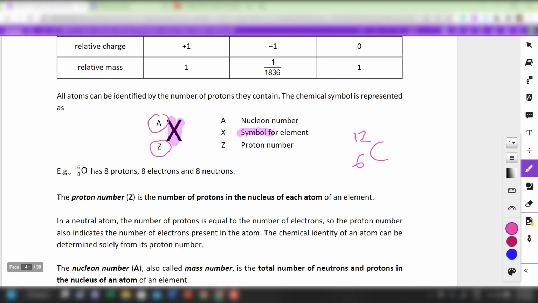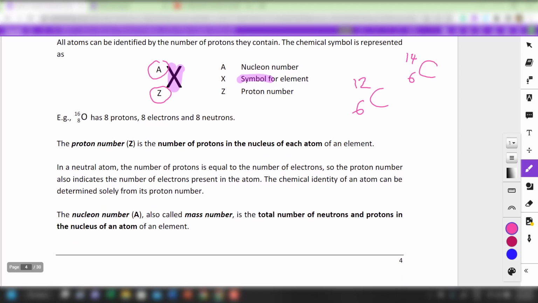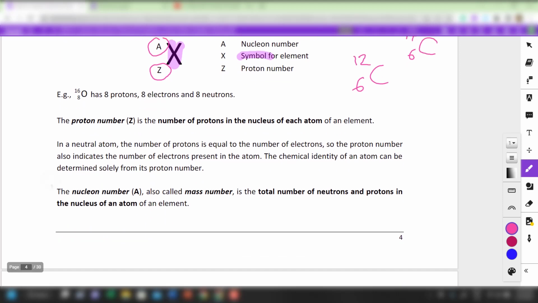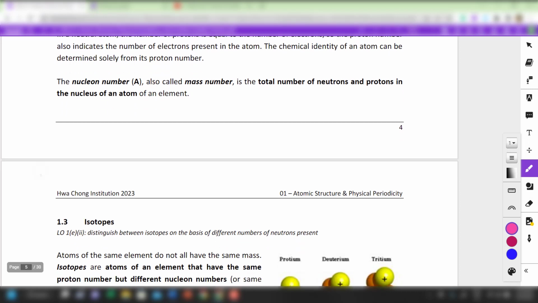Yeah, so based on this, if we take the difference between the nucleon number and the proton number, you will get the number of neutrons. Those of us who studied history know about carbon-14 dating, right? So based on this, you will be able to find out the number of neutrons in carbon-14, so that will be 8. Most of us already know most of these things, so I will not go into details.